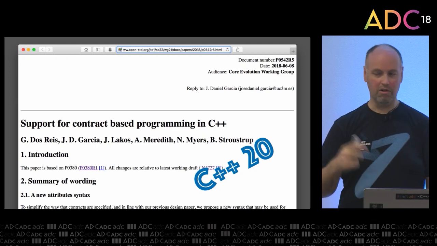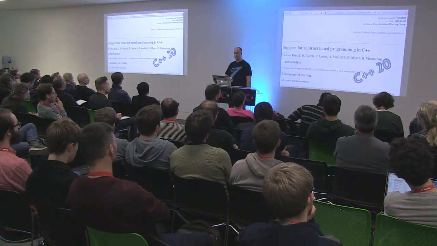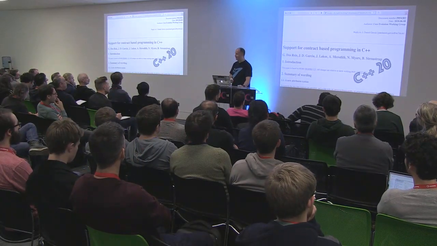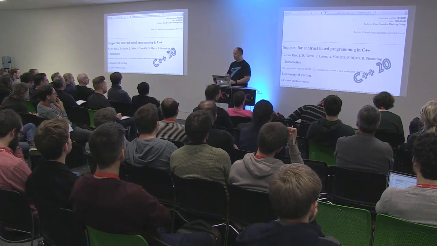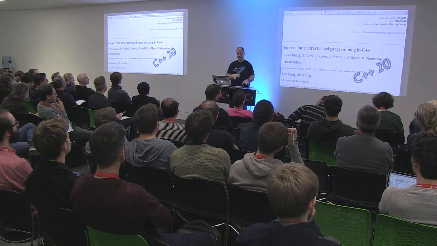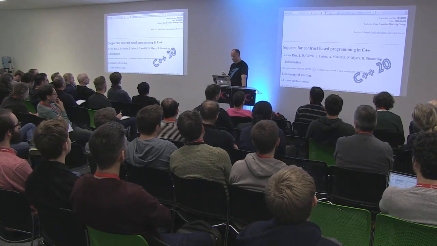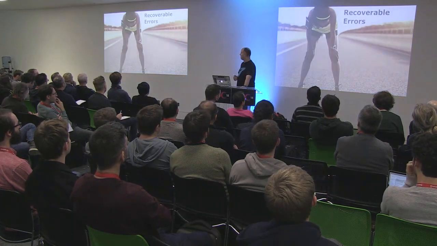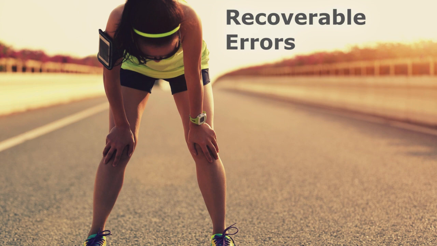You can control what happens when a contract is violated, but also say whether it's checked or not. There's a lot there, but it's not rocket science either. And this is going to be a big part of the standard library going forwards as well. So I encourage you to look at that. As I say, though, we're going to spend most of our time looking at recoverable errors. This is where it gets interesting, I think.